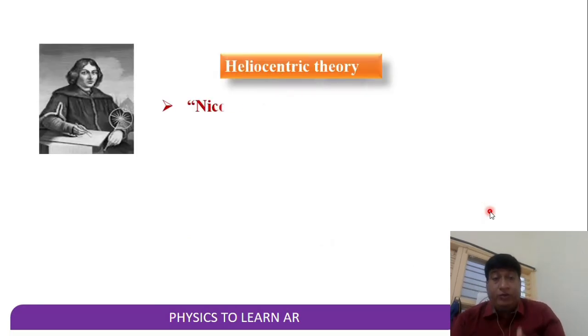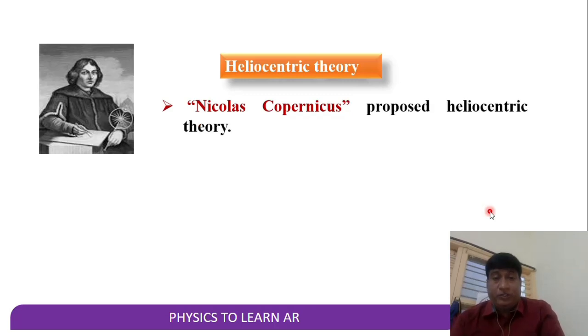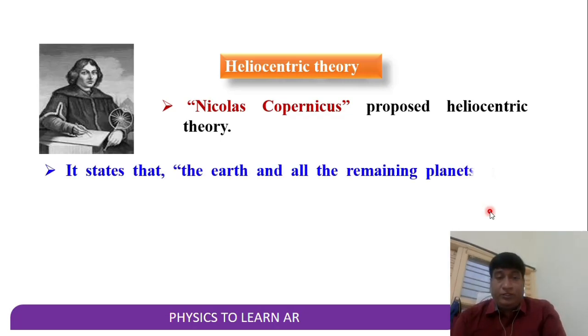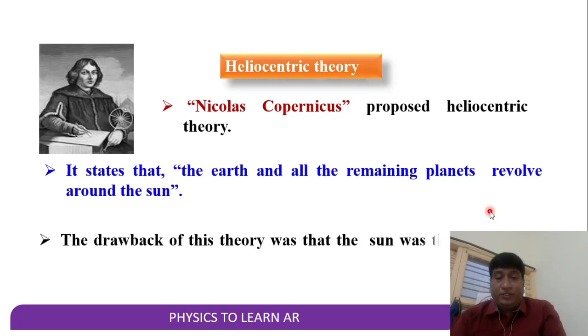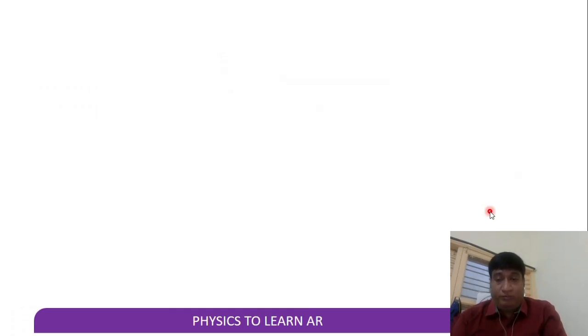Nicolaus Copernicus proposed the heliocentric theory. What does it state? It states that Earth and all the remaining planets revolve around the Sun. The drawback of this theory was that the Sun was thought to be in a fixed position at the center. But we know that the Sun is also in motion.